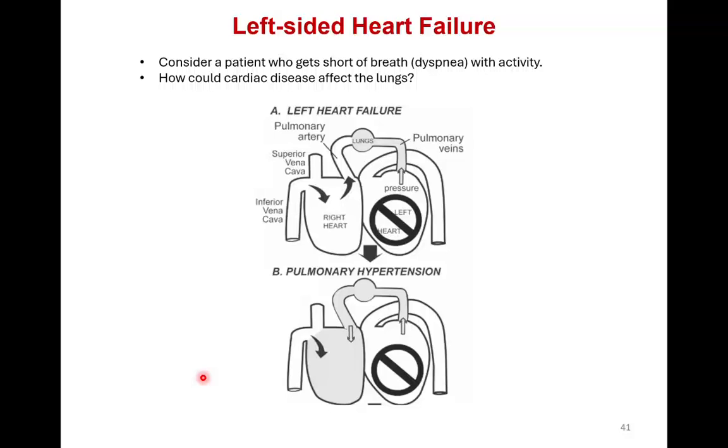So to introduce you to left-sided heart failure, let's consider a patient who gets short of breath with activity. So whether they're walking a long distance or whether they're exercising, there's shortness of breath.